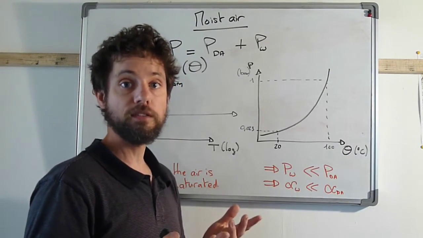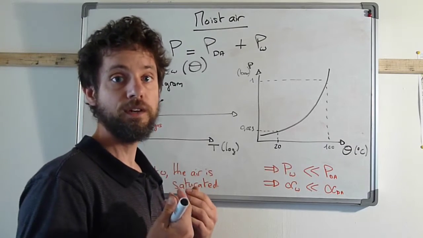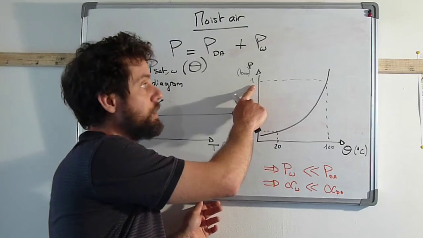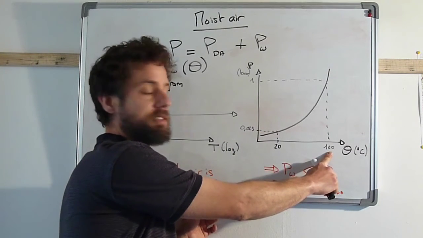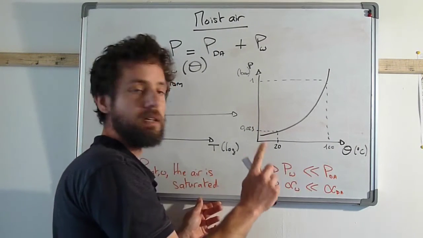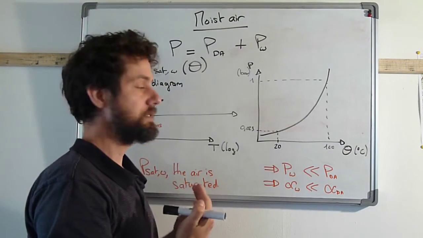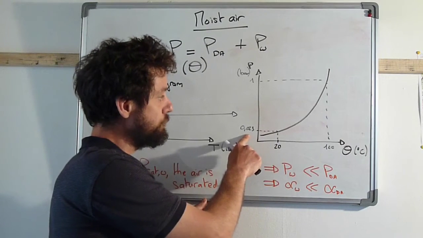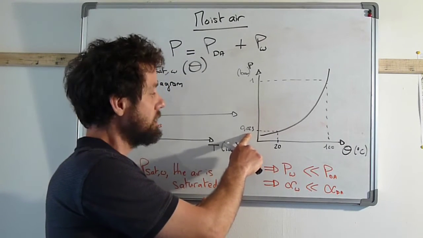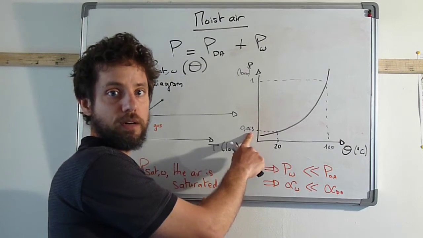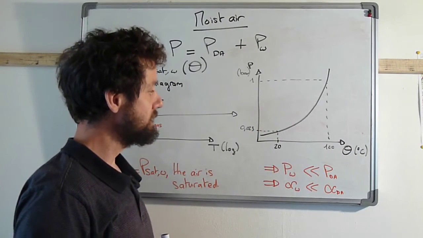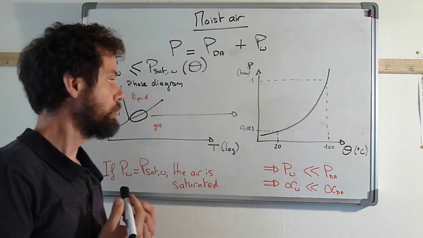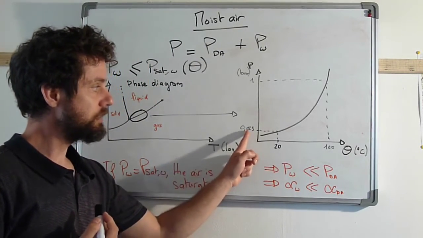So there's one point on this curve that everybody knows, which is that at atmospheric pressure, so at 1 bar, water is boiling at 100 degrees Celsius. But if we are, for example, at 20 degrees, like here in this room, the saturation pressure this time is only 0.023 bar. That means that the partial pressure of water needs to be below this pressure.